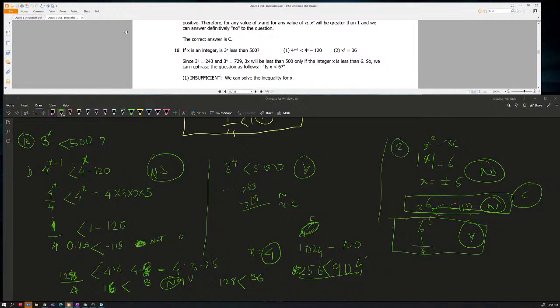If x is an integer, 3 power x is less than 500, 4 power x minus 1 is less than 4 power x minus this. Since 3 power 5 is 243, and 3 power 6 is, we should actually remember those, then it will become very fast, right?